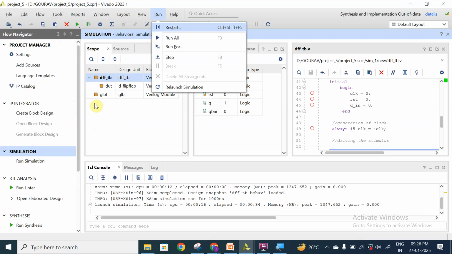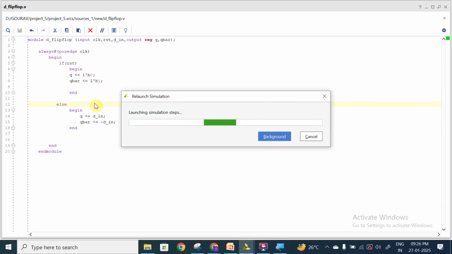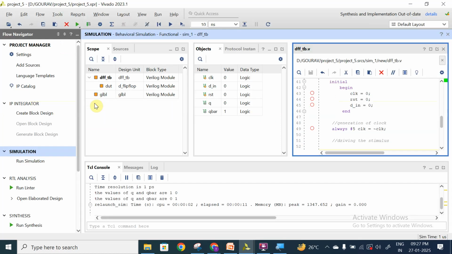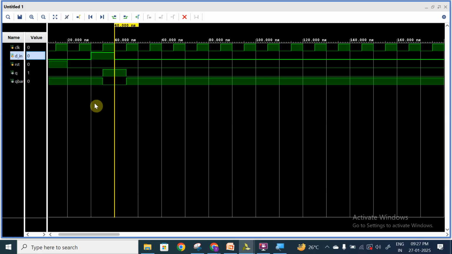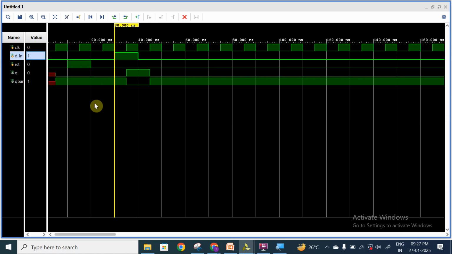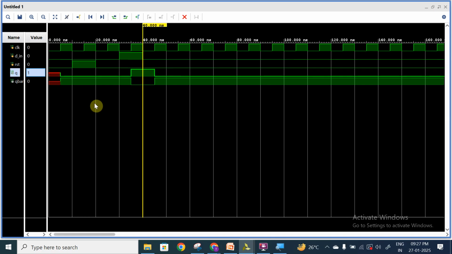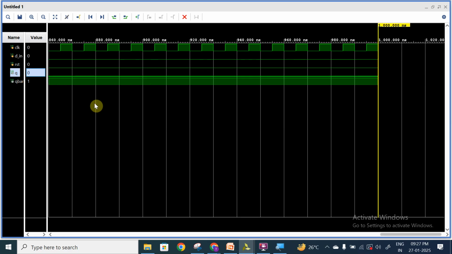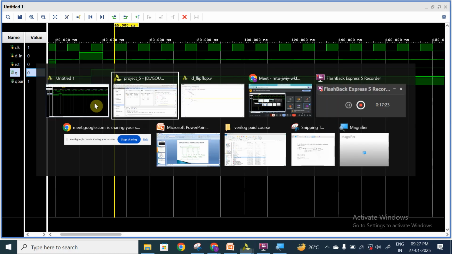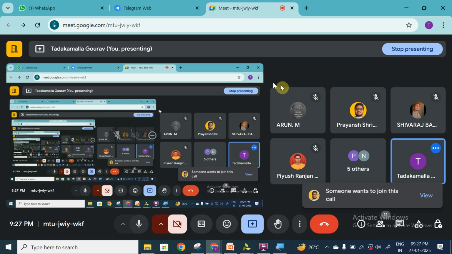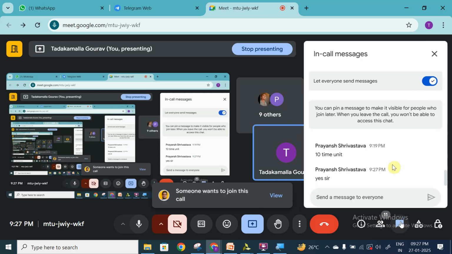Okay, yes. Let me relaunch this again. So is it happening now? Din is equal to 0, my q is equal to 0, and again din is equal to 0, my q is equal to 0, and q bar is equal to 1. Yes. So is it clear how to write a test bench for a sequential circuit? Is it clear for everyone? Yes. Others, is it clear?